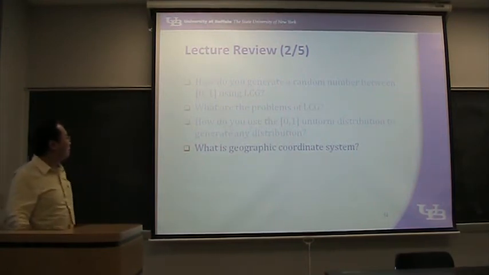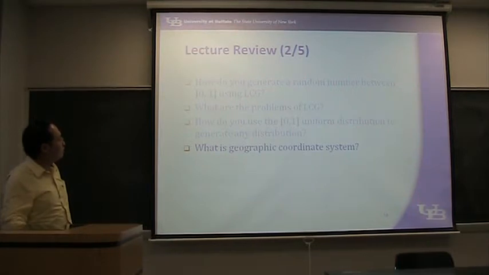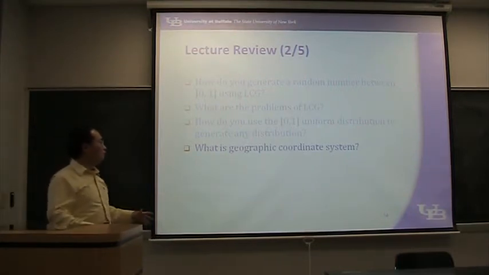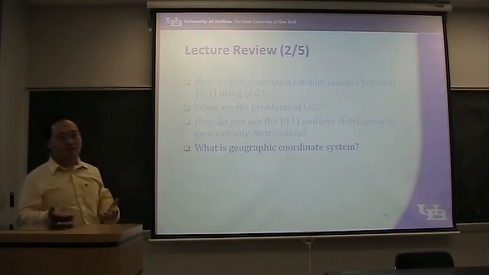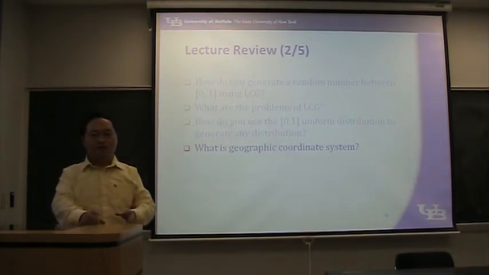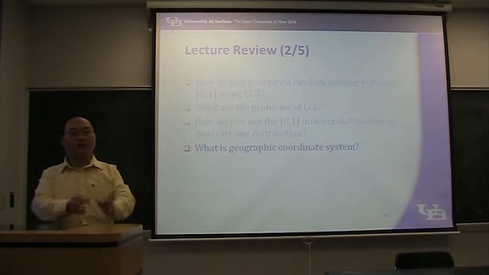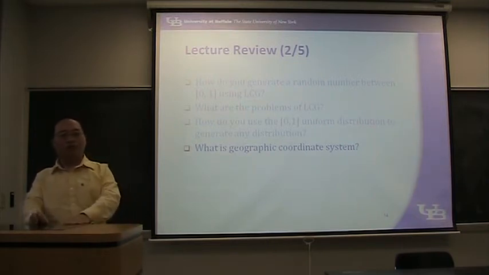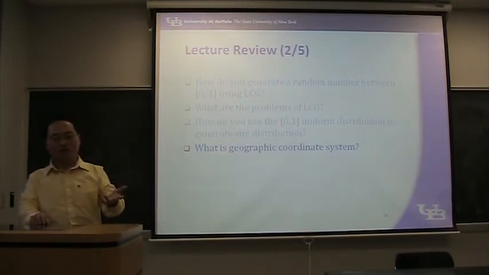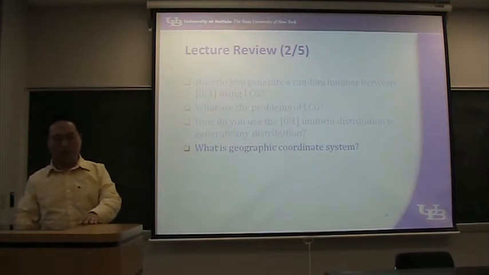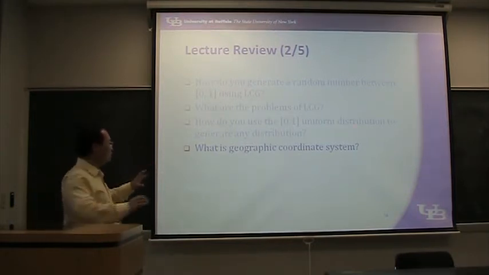Here are two questions. First is, what is GCS, Geographic Coordinate System? I don't want you to give an example, give a definition. But if I say this place is of this latitude and this longitude, am I using GCS or PCS? This is GCS. I'm using latitude and longitude.